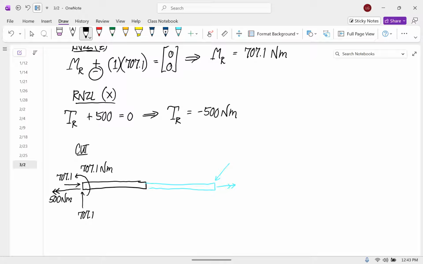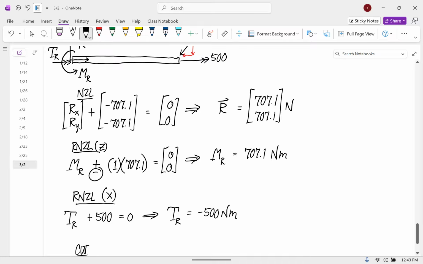What is your horizontal 707? The one line in the... Yeah, that's just the components of the R force. Oh, yeah.